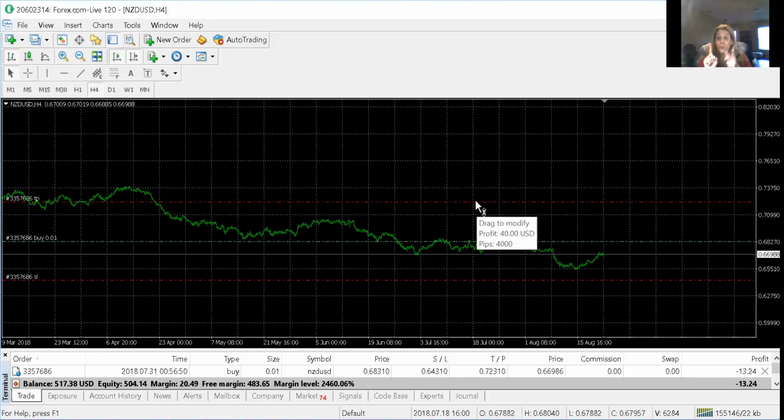My take profit is identical to the stop loss. It's a 1-to-1 ratio. 1 point of risk to 1 point of profit. That's what the 1-to-1 ratio means. And my take profit number is 0.72310. Or as I recently stated, 4,000 pips or $40 profit.